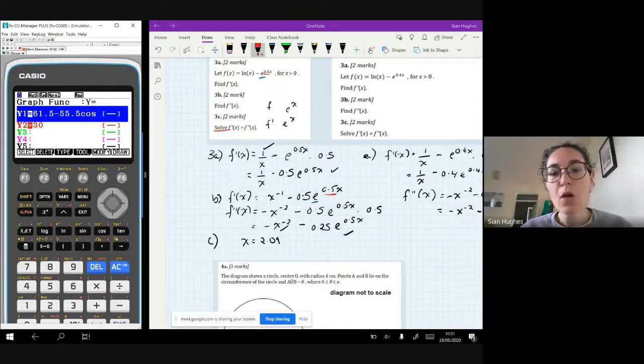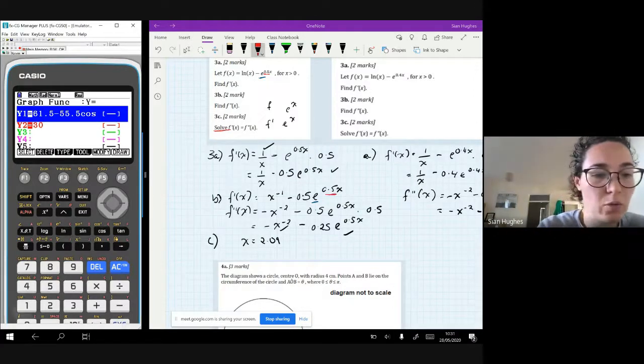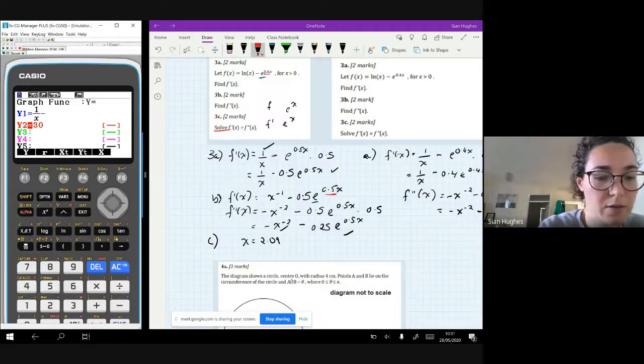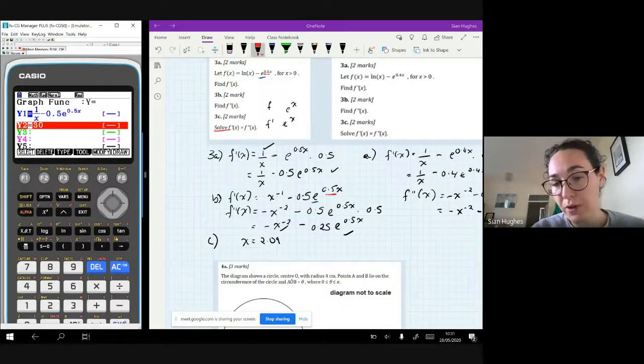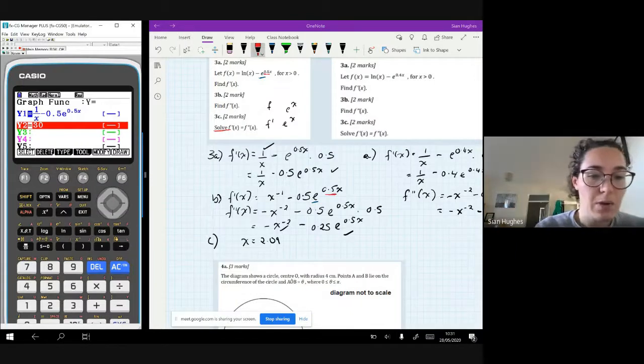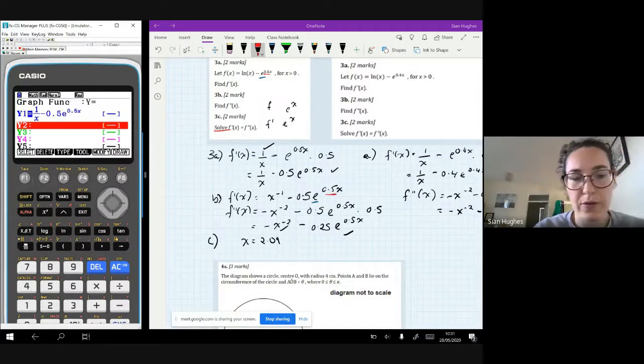So when we graph it, I'm going to do this first function here, I'm going to do 1 over x minus 0.5 e to the 0.5x there. And I could type in for y2 the function I've got here, but I can be a little bit smarter than that. I'll just delete the one that's already there.